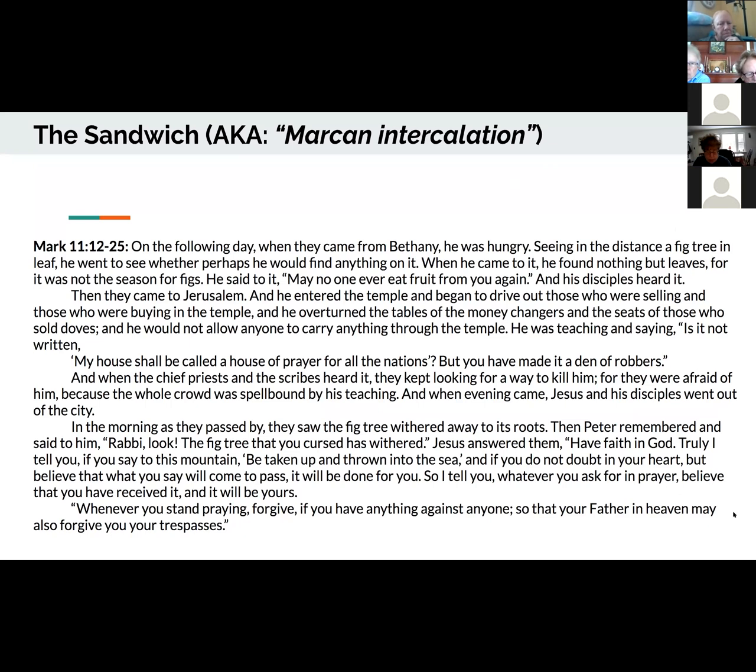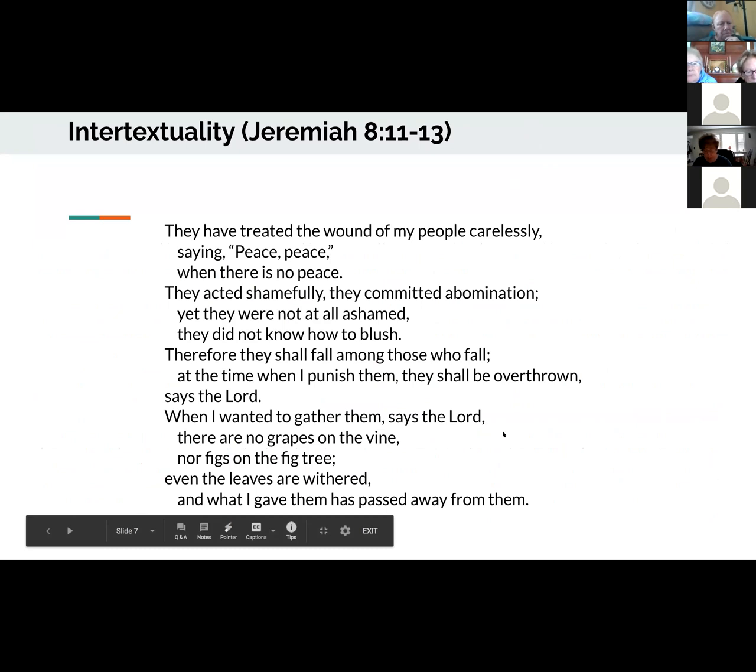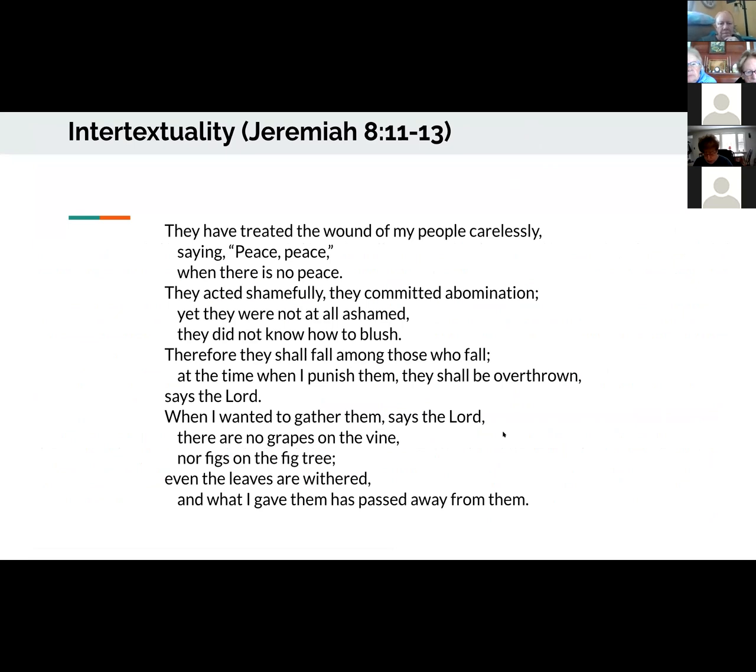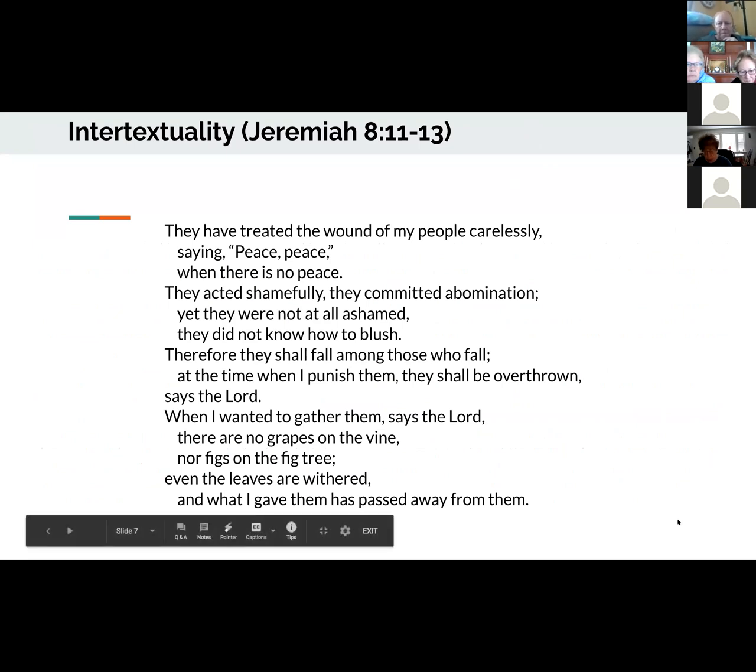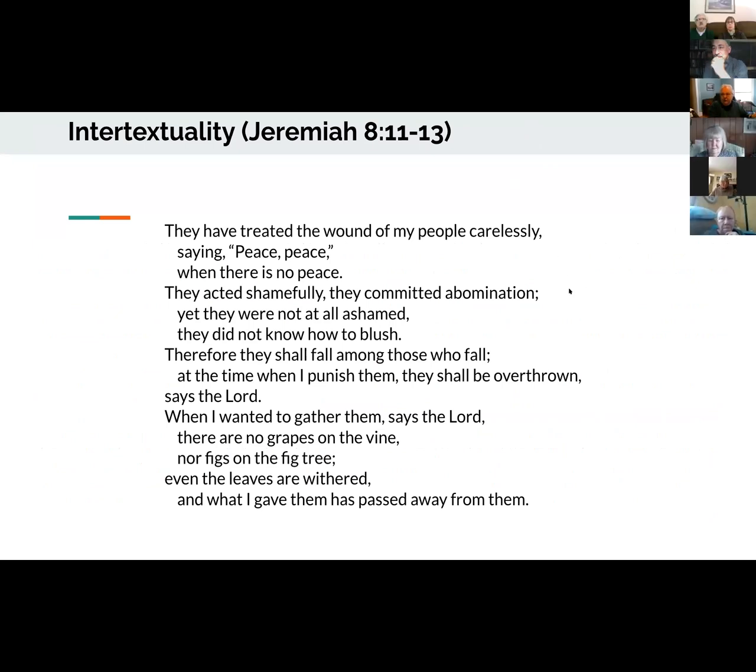So putting those two stories together, the fig tree looked like it was supposed to be full of fruit, but it was barren. Right. The temple is supposed to be a place to worship God, but it seemed to be filled with trappings of everything that wasn't to do with God. Right. So both of them got destroyed. Exactly.